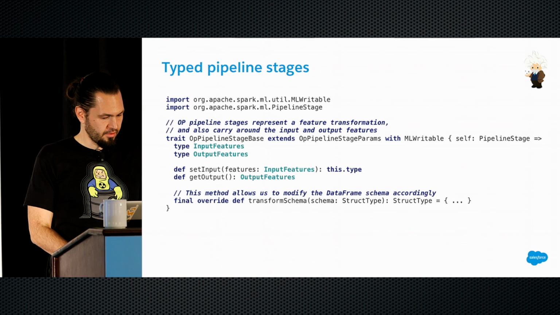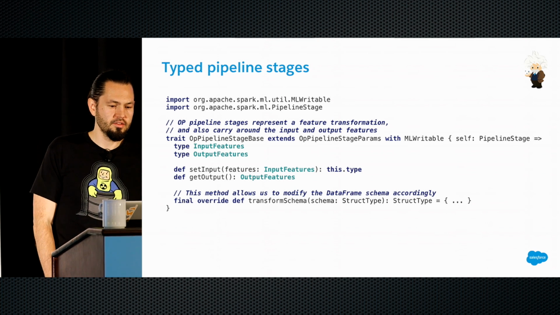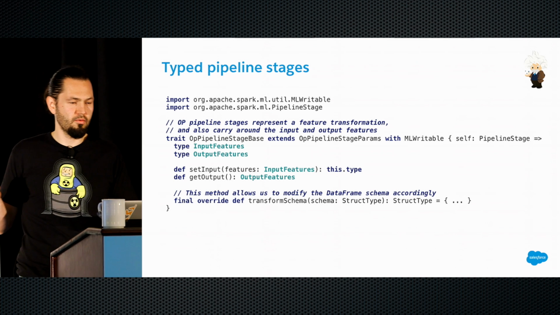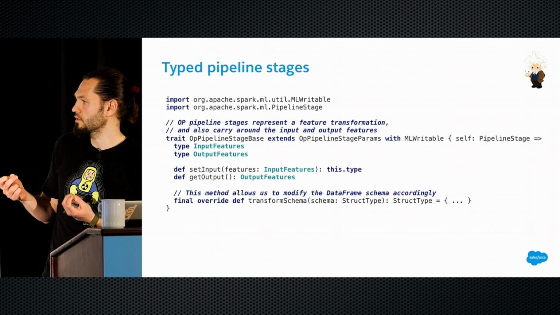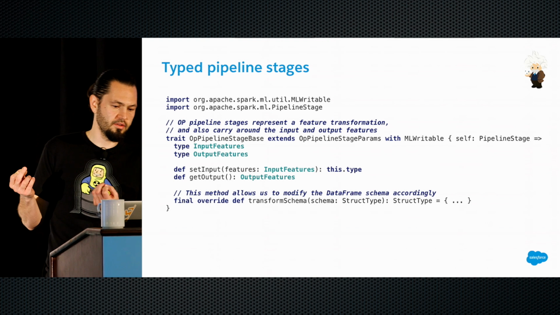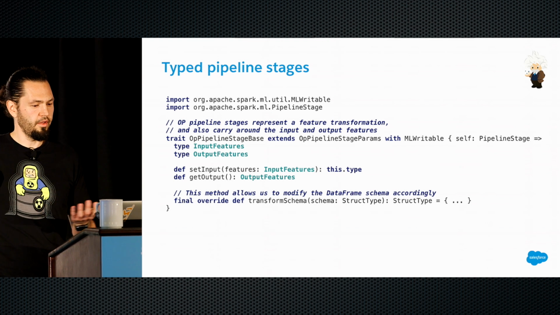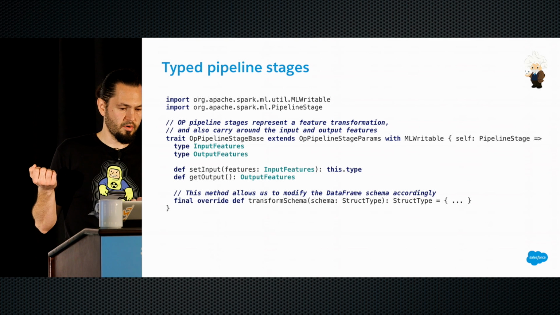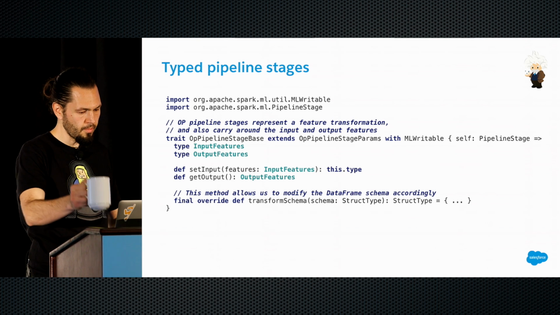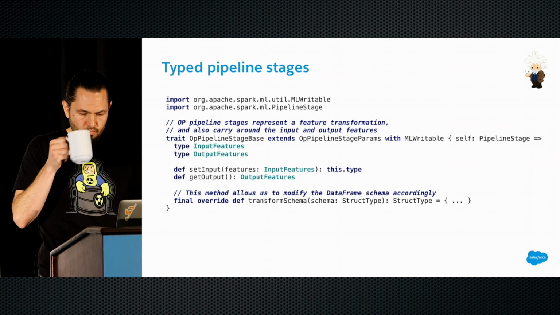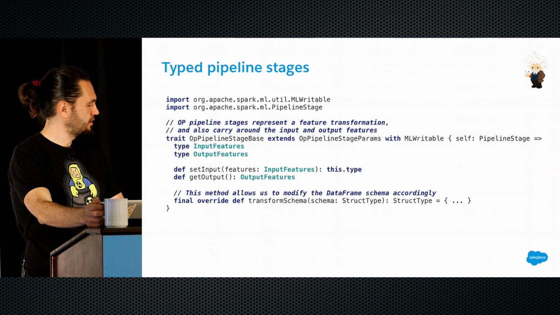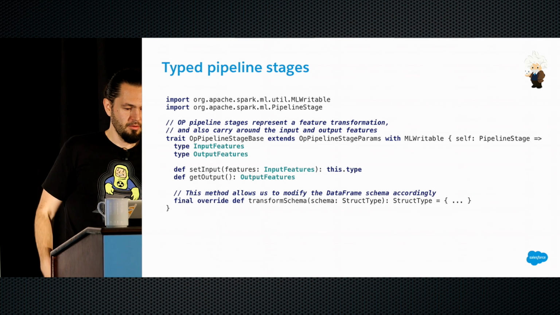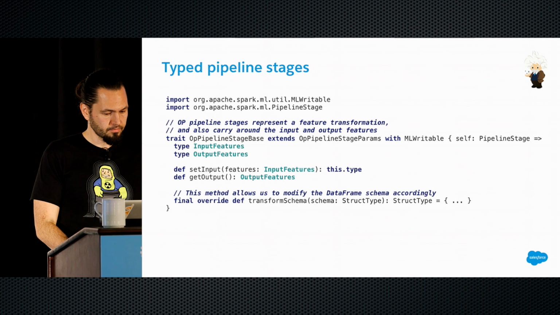And then the stages, they look pretty much like this. So this is our base stage. And this is the stage that actually mixes the Spark world with our world, where we mix in the ML writable and the pipeline stage from Spark ML. But now look, we added types. That's basically the idea. We added the input feature and output feature types.